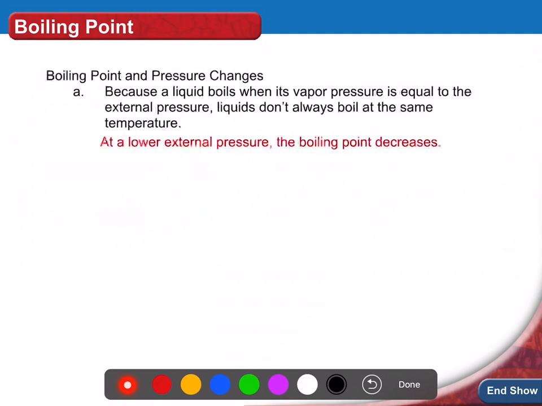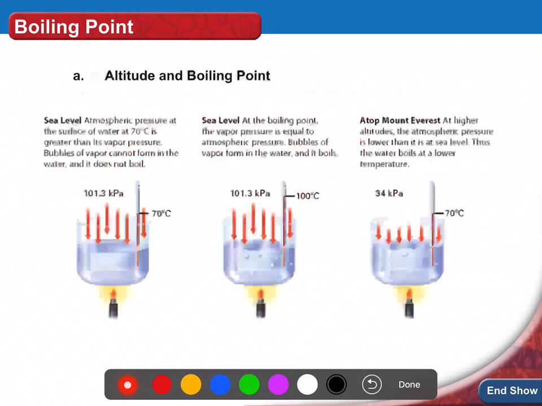At a lower external pressure, the boiling point is going to decrease. Well, what does that mean? When you don't have as high of a pressure pushing down on the liquid, that means it doesn't take as much vapor pressure to overcome the atmospheric pressure. So it will boil at a lower temperature. If you have a higher pressure, the boiling point is going to increase. So yes, altitude plays a role in all of this.